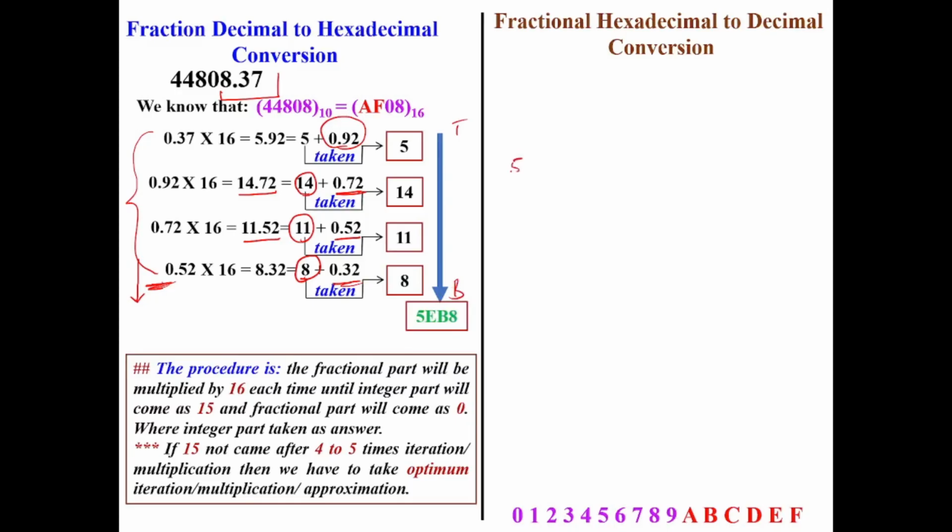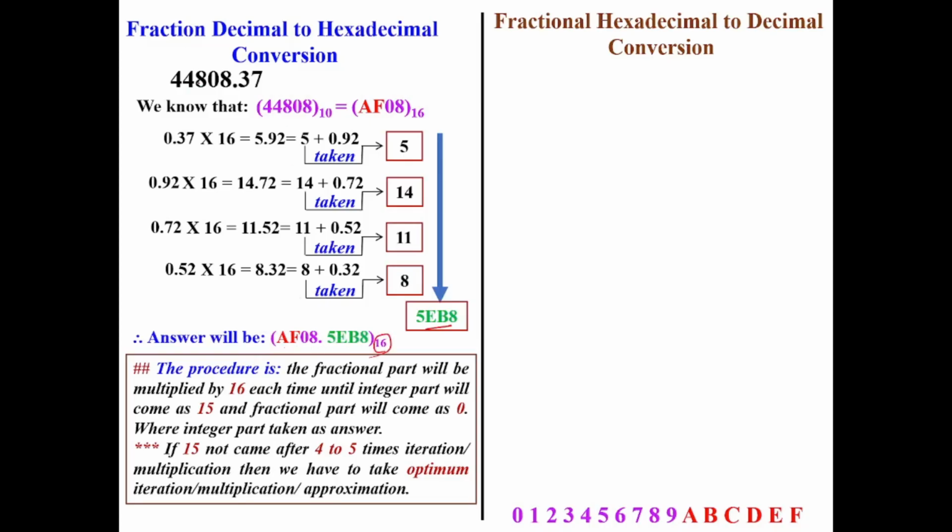See here we have got 5, 14, 11, 8. 14 is represented as E, 11 is represented as B. So instead of 14 we write E, instead of 11 we write B, and 8 is written as such. So the final answer will be AF08.5EB8 with subscript 16. This is the conversion of this decimal number to a hexadecimal number.